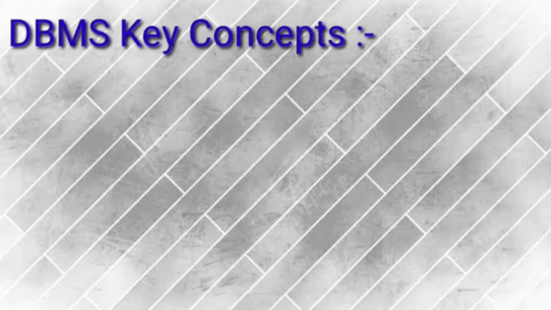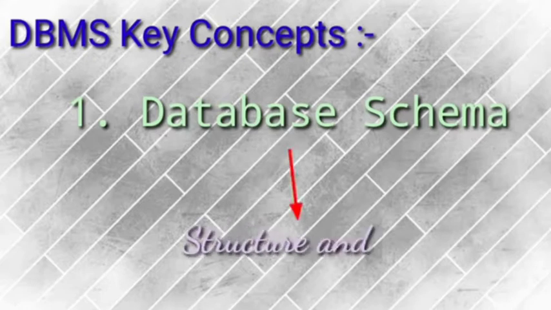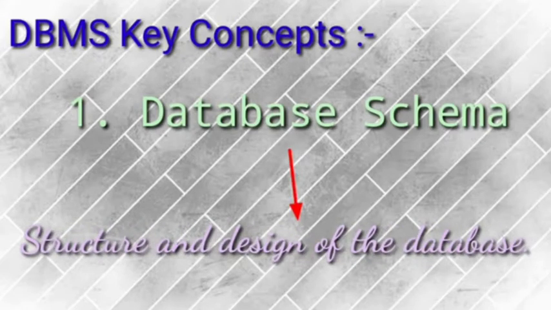Now let us look into some of the DBMS key concepts. The first one is database schema. Database schema is basically the representation of the structure or design of the tables in the database, which can include the tables, columns, relations, constraints and relationships which you are forming from the different tables in the database.